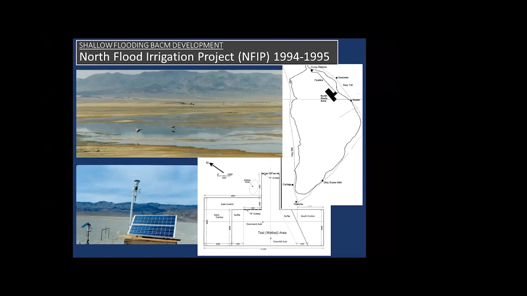So this is just a map that shows the test area. So it was 300 acres in size for the wetted area, 300 acres in size for the control area. It was located up at the north sand sheet, kind of near where the sprinkler project was located.